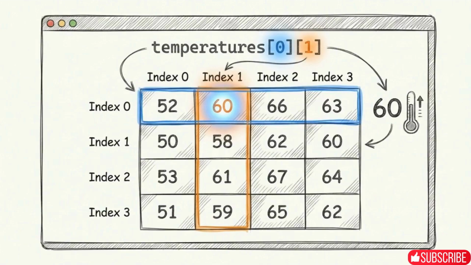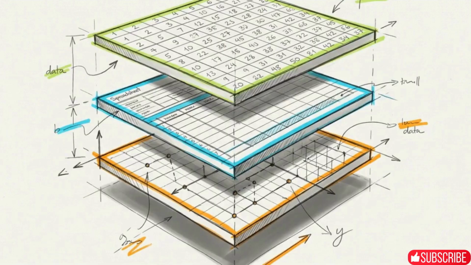If you write temperatures[0][1], Python locates row 0, then scans to column 1, isolating the specific temperature recorded for that time. Nested lists allow Python to represent and manipulate complex structures like matrices, spreadsheets, and coordinate grids.